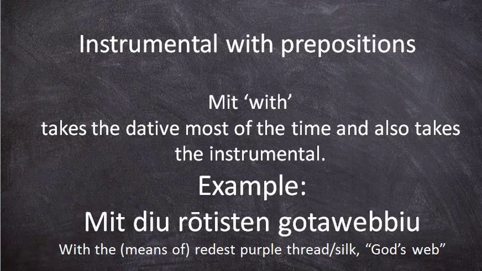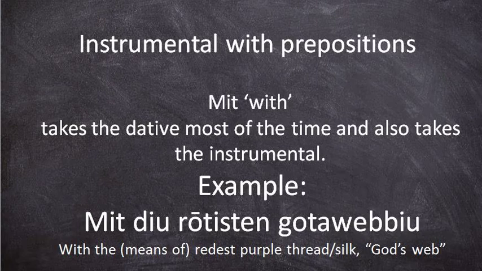So, with the means of, the medium of, or if you will, the means or manner, or the instrument, if you will, red is purple. Okay, I'll explain what that means in a second. But the point is, what is in the instrumental here?